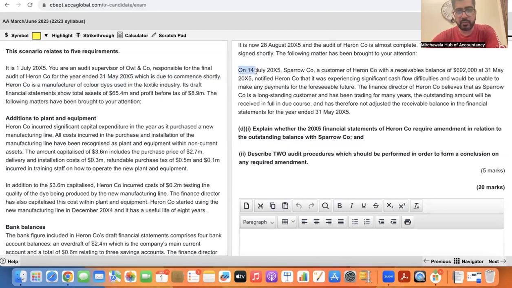After the year end, on 14 July, Sparrow, a customer of Haran with a receivables balance of 699,000 at 31st May, notified Haran that it was experiencing significant cash flow difficulties and would be unable to make payments for the foreseeable future. The finance director believes that as Sparrow is a long-standing customer, the outstanding amount will be received in due course and has therefore not adjusted the receivable balance in the financial statements. Okay.